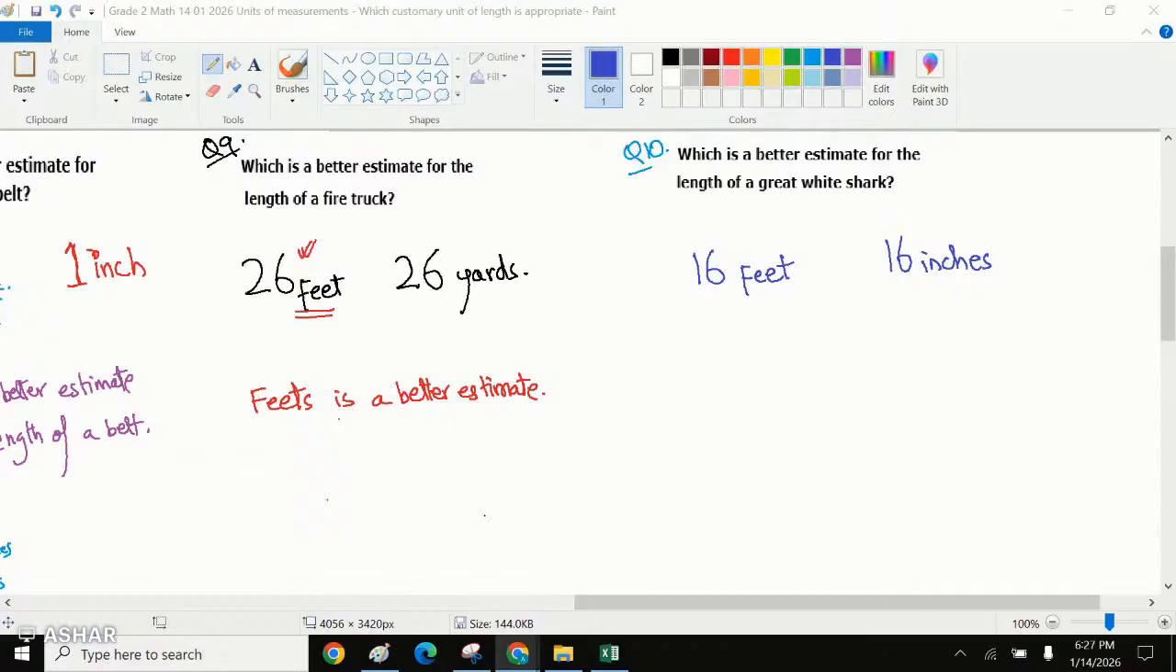If there is 16 inches of shark, right? You would not even be afraid of it. Then it would be just a shark. You wouldn't even call it a great white shark, because 16 inches, you just open up your arms and that's a small length.